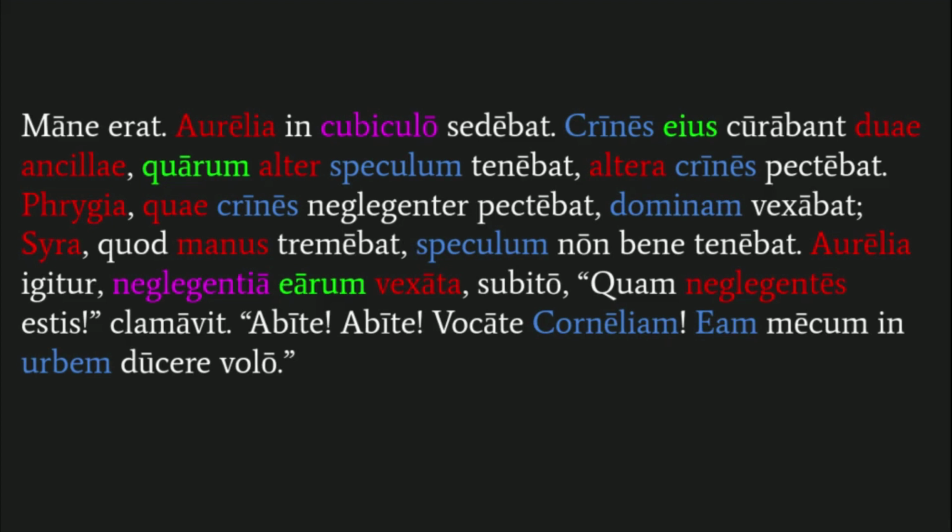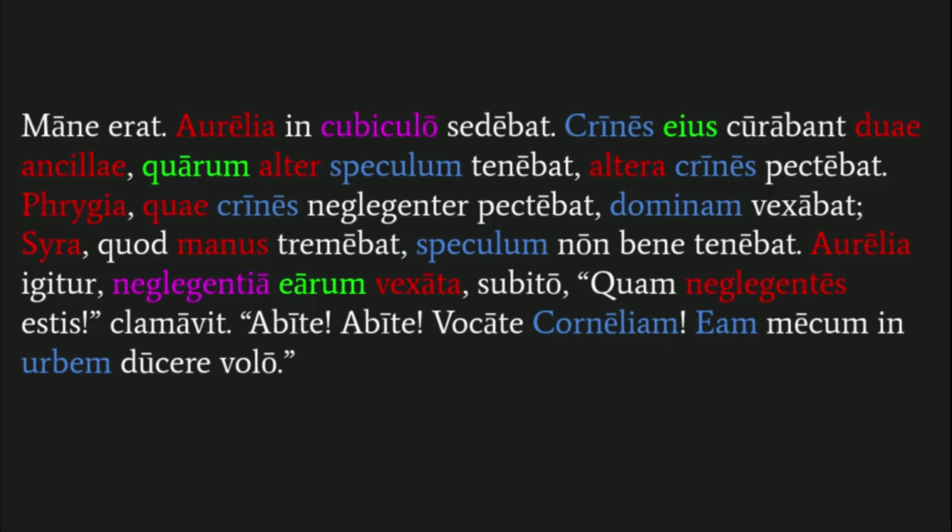Aurelia igitur negligentia earum vexata, subito, quam negligentes estis clamavit. So Aurelia is my subject. Aurelia, therefore, igitur, she's described as vexata. So Aurelia is annoyed, right? Annoyed by what? We need an ablative to say what she's annoyed by. It's negligentia with the long A. By the carelessness, earum, of them, meaning of the two slave women. So you could almost say annoyed by their carelessness, or literally annoyed by the carelessness of them.